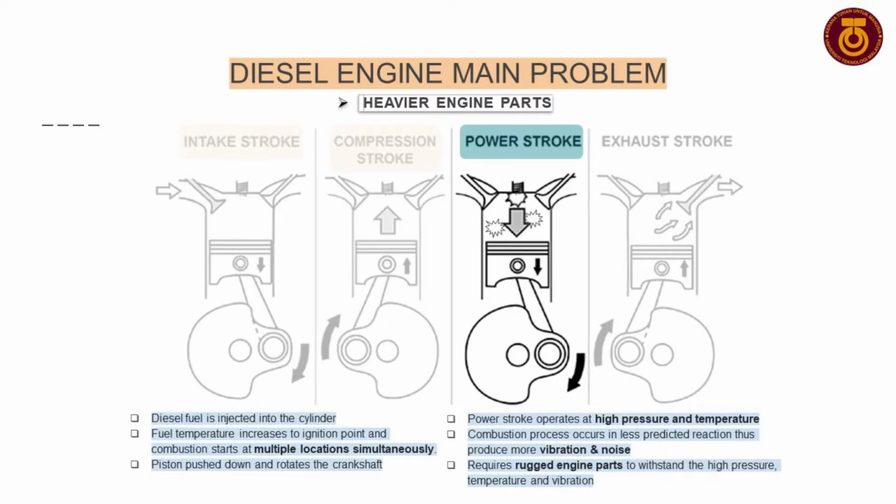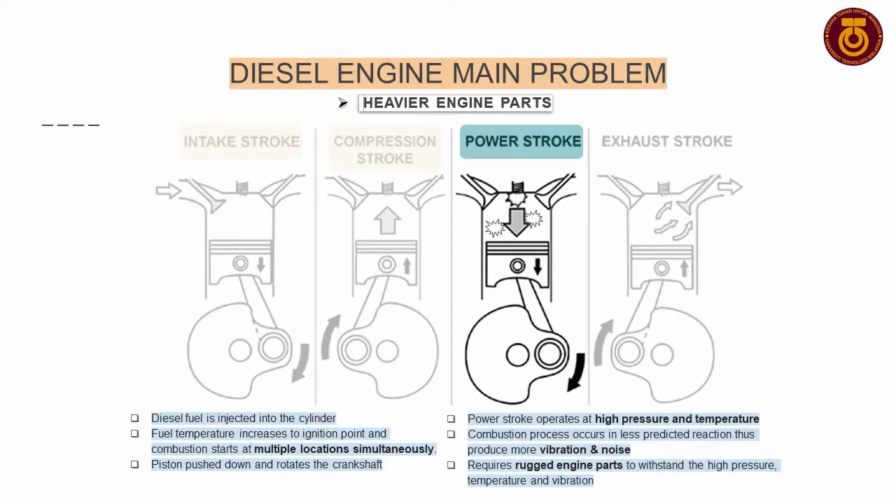So what is the main problem with diesel engine? First, diesel engine is heavier than gasoline engine equivalent. It is because compression ignition engine operates at high pressure and temperature. Moreover, during power stroke, diesel fuel is injected into the cylinder after the compression process is complete. The high temperature of compressed air ignites the diesel fuel and expands while pushing the piston down.